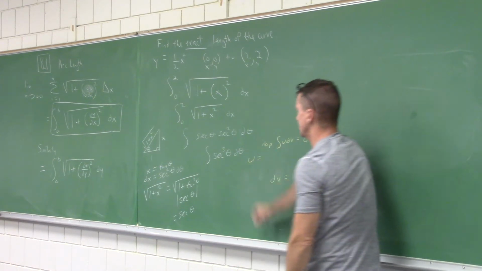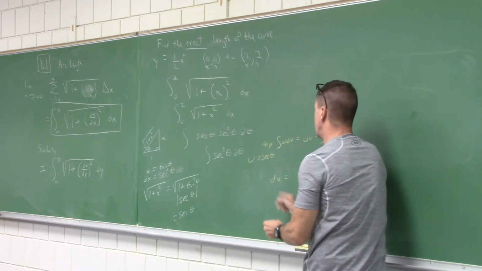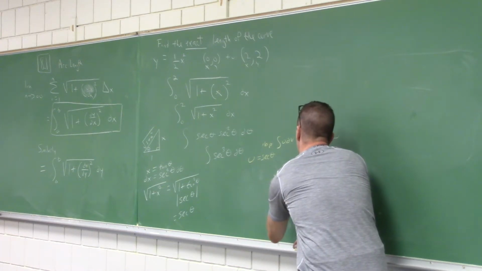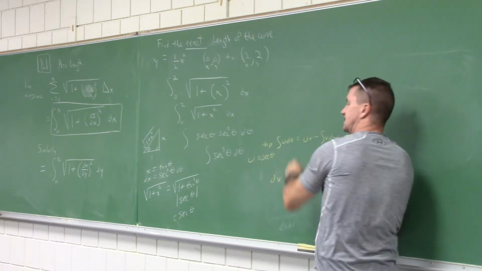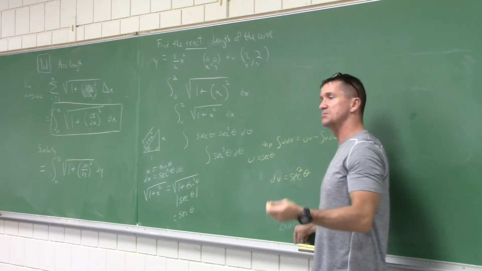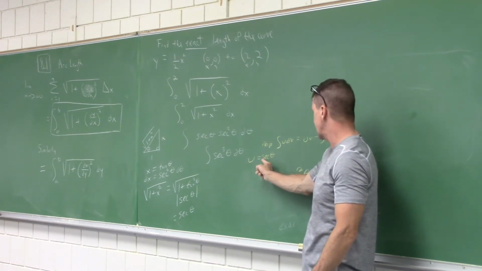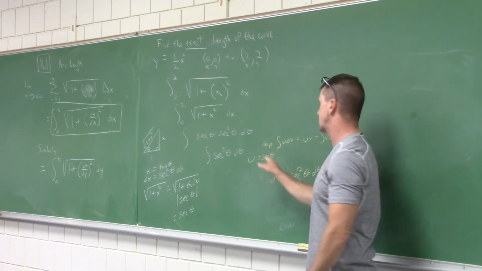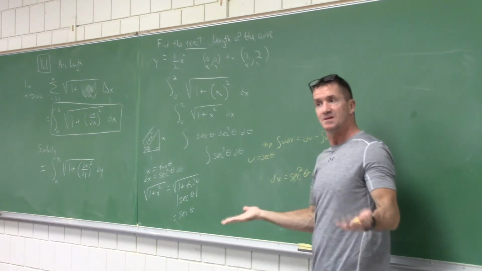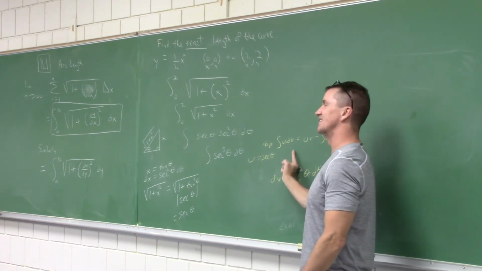How about we let u equal secant theta, because I'm thinking if we let dv equal secant squared theta d theta, isn't that an easy antiderivative? That was my reason. In terms of breaking up the secant cube, I'll let u be secant theta and dv be secant squared theta d theta. Cool? That's an easy one.